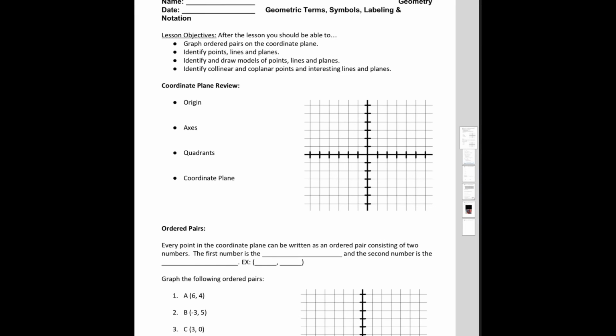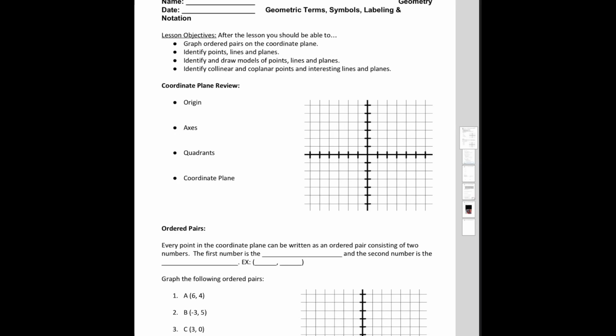So to open up, we're going to start out with some basic geometric terms, some symbols, some labels, and some notation. Some of this might sound a little bit familiar, but some of it might be a little new. And these are things that are essential and important for the whole course. This is not just going to disappear after we first go over it. So this is going to be coming up throughout the year. So you are expected to know it comfortably.